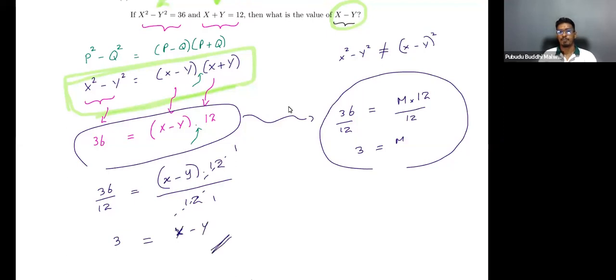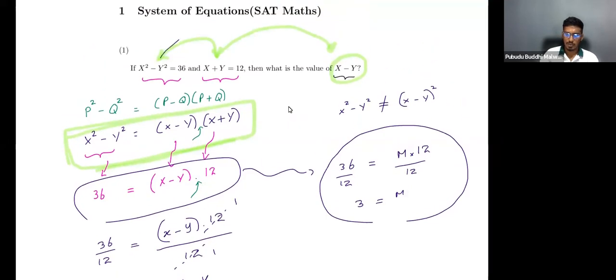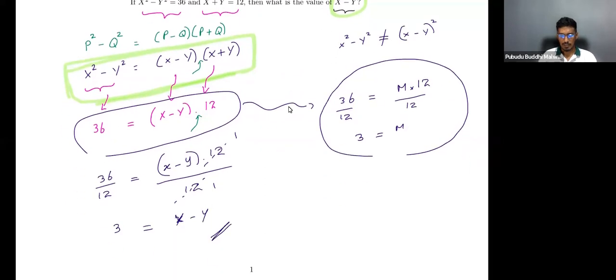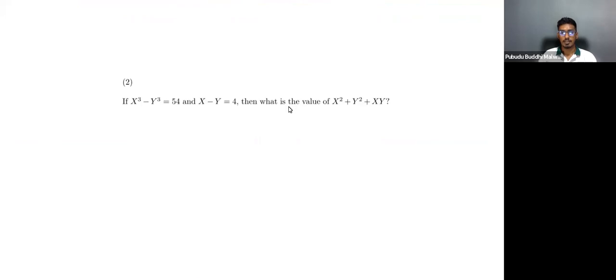Sometimes there can be questions with these two values, x squared minus y squared and x minus y. Then you can compute x plus y. So that's the concept. Then we can try a question like this. Quite similar.